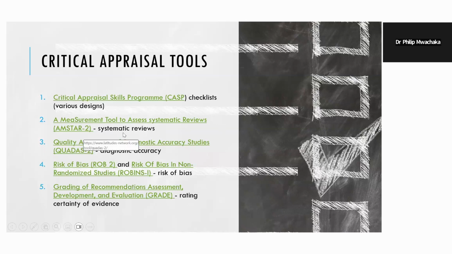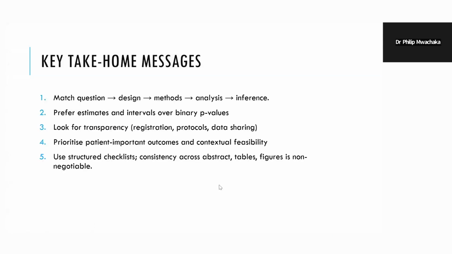And then for systematic reviews, there's the AMSTAR tool, and then the quality assessment of diagnostic accuracy studies. And then the risk of bias tool is extremely important for randomized controlled trials and other randomized studies, because you're trying to assess bias. When you look at this, you'll find it's really detailed and can really help you with a critical appraisal.